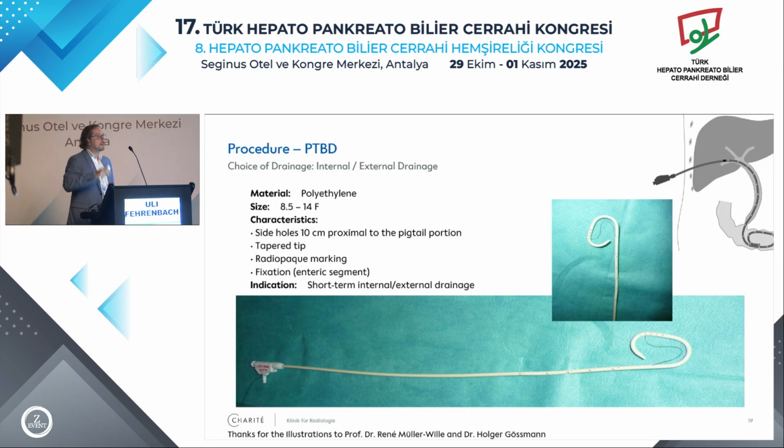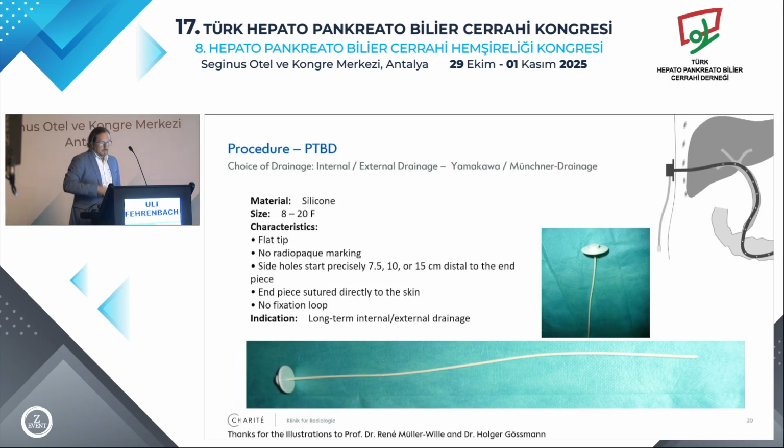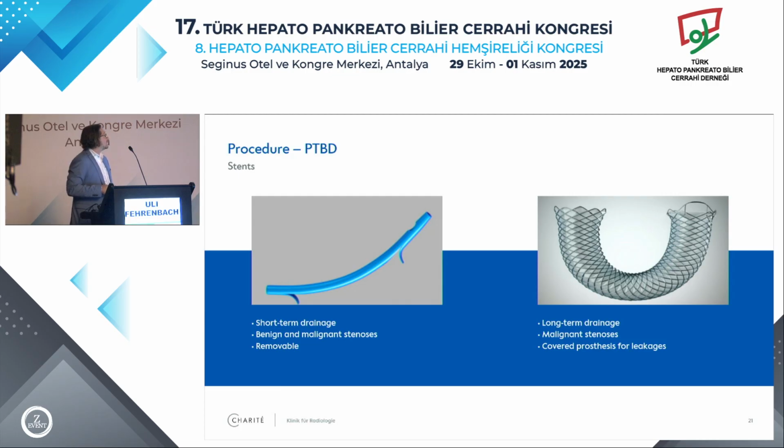And the difference is that there are holes over the whole biliary system and in the duodenum or in the bilioenteric anastomosis. Because if you close the drainage outside, it works as a stent. And if you plan to do a longer term drainage, then you should use the Yamakawa drain because it's very soft and it can stay in for months. If we're talking about stents, you can also use plastic and metal stents percutaneously. Metal stents, you can also use fully covered stents to treat leakages.